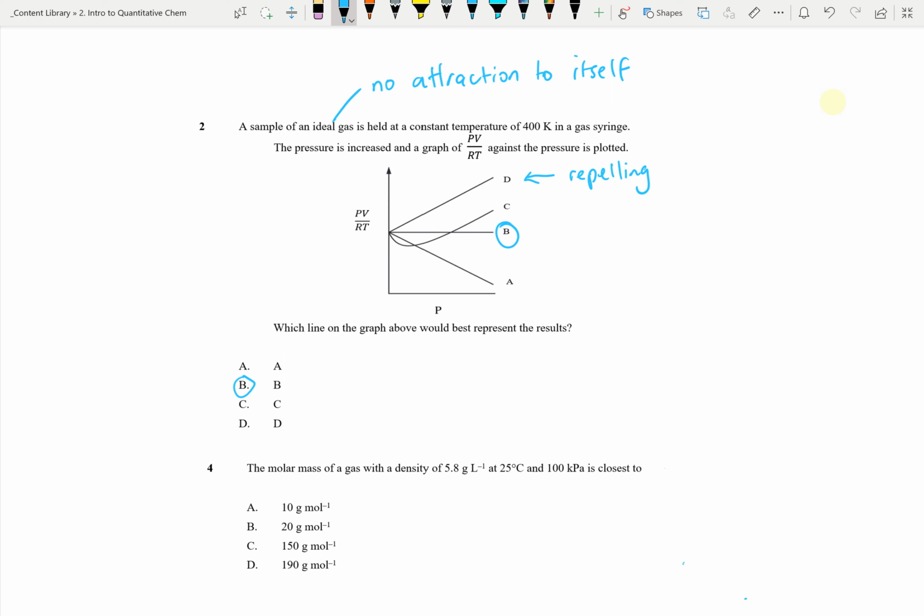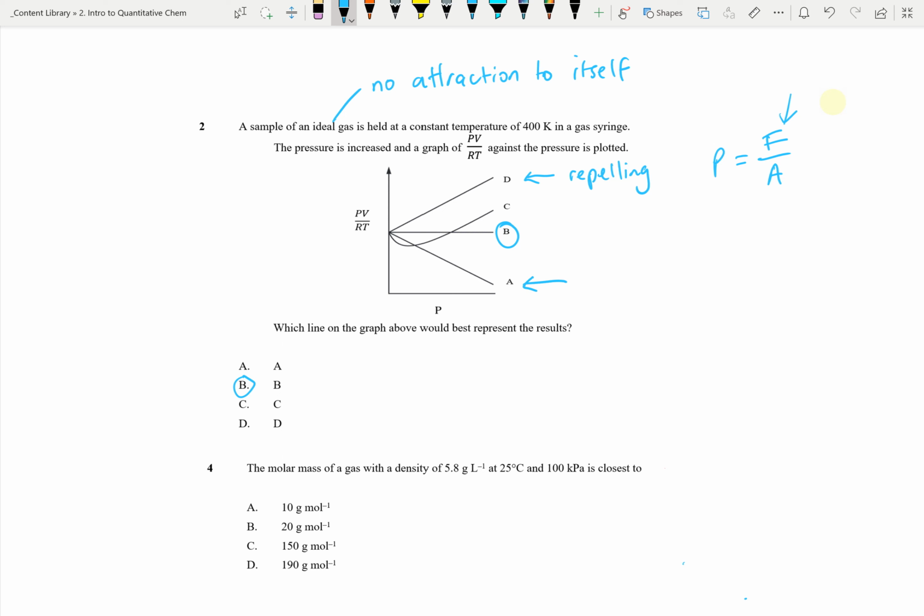As they're getting pushed away, they move faster, which means they would hit the walls with more force, which means, if you don't know, pressure equals force per area. And so if they're moving about faster, they'll apply more force per area on the walls of the container. And so the pressure will go up and you'll go above an ideal gas.